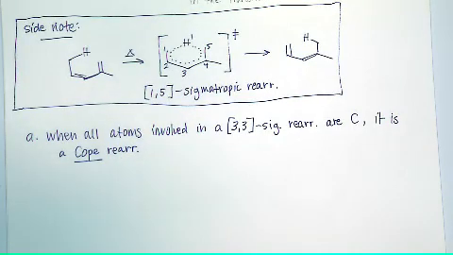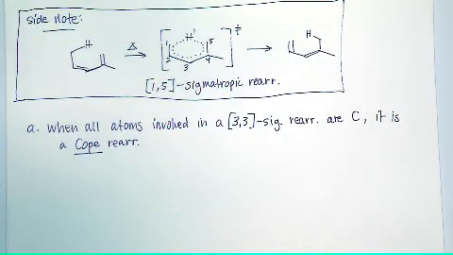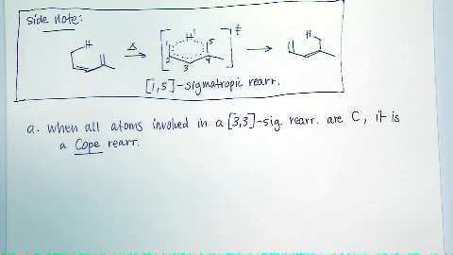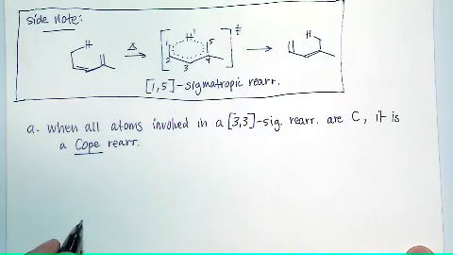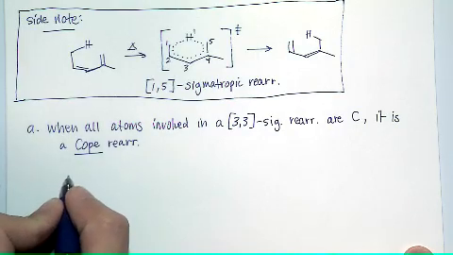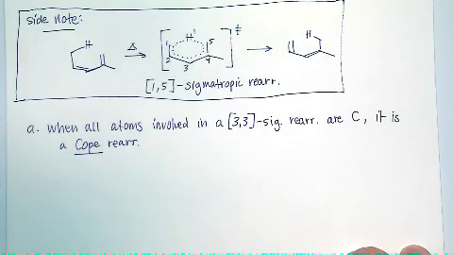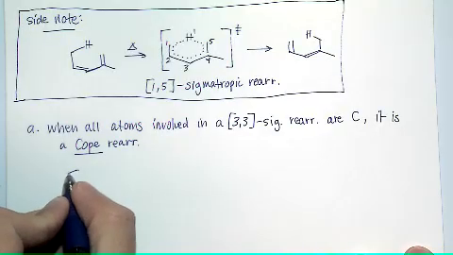Okay, so when all of the atoms that are involved in a 3-3 sigmatropic rearrangement are carbon, that might sound like it's the only possible case, it's not. When all of the atoms involved are carbon, it is called a Cope rearrangement, after Cope. I don't know who Cope was, but anyway.